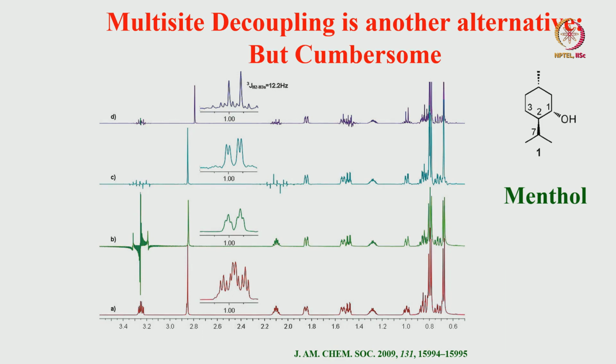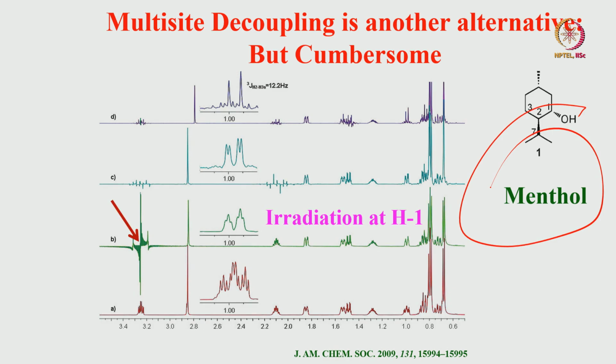Why is it cumbersome? Take the example of menthol here. We can look at one of the protons, this region which is expanded here. It looks like a quartet of triplets, or a pentet of triplets, some funny pattern. Which proton is it coming from? We do not know. It is experiencing coupling with several other protons.